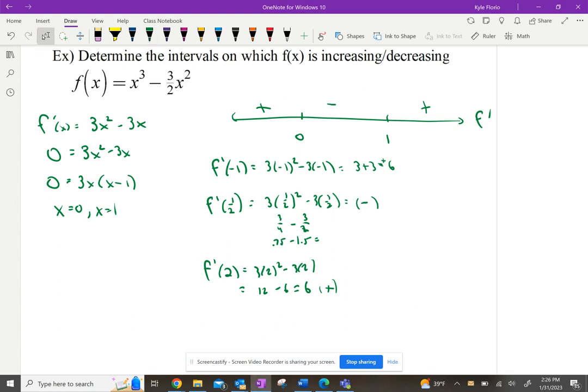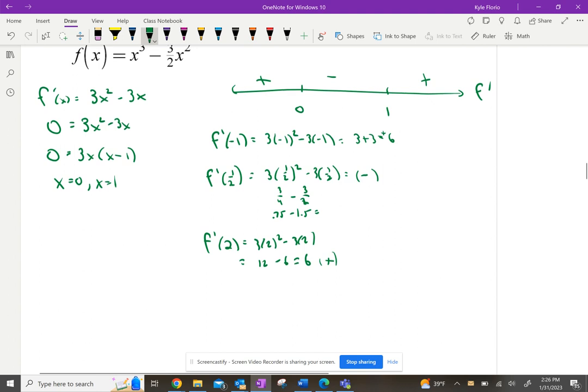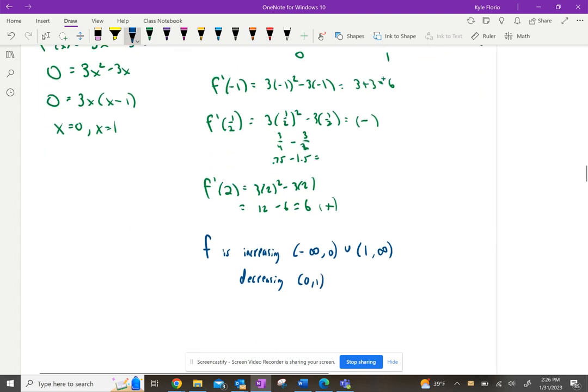And now I have my answer: determine the intervals in which my function is increasing and decreasing. It's increasing from negative infinity to 0 and 1 to infinity, and it's only decreasing between 0 and 1. So f is increasing on negative infinity to 0, union 1 to infinity. And it's decreasing just from 0 to 1.